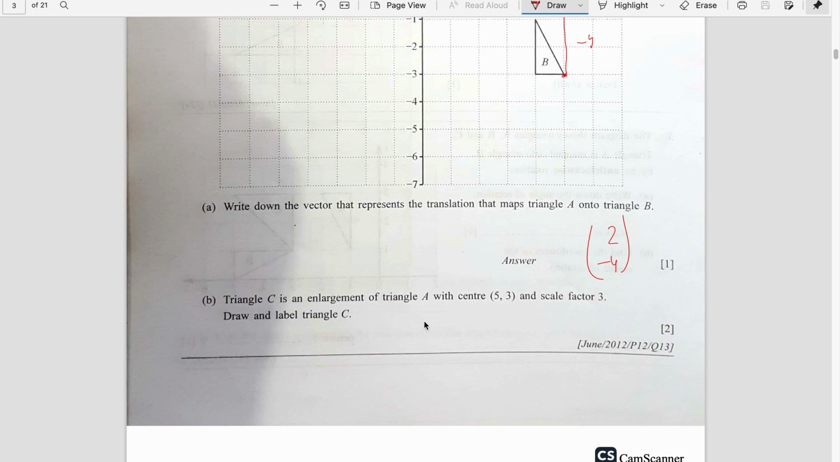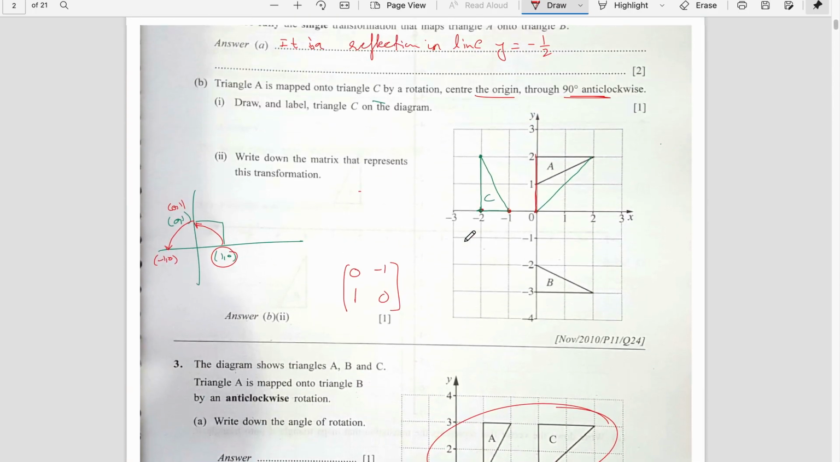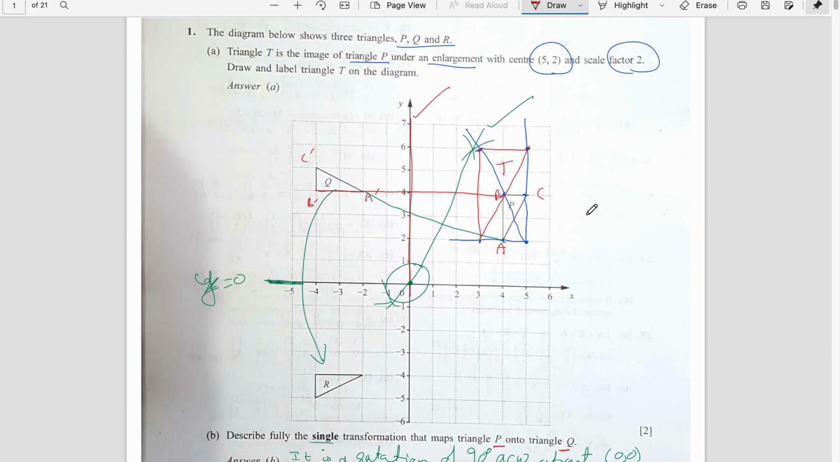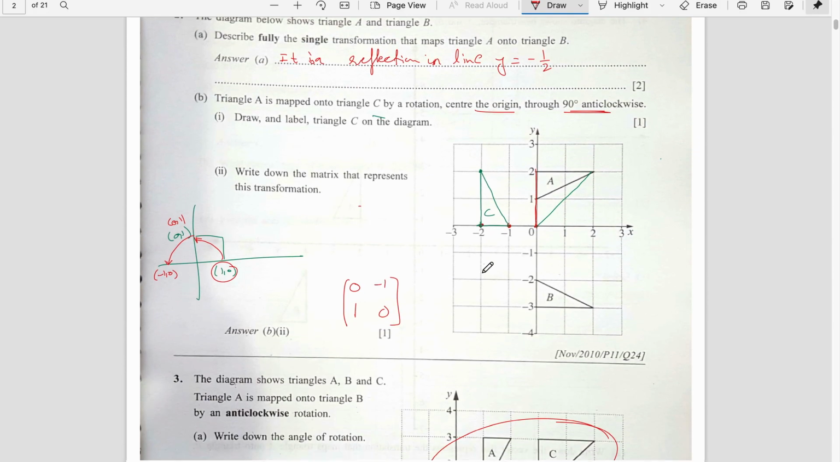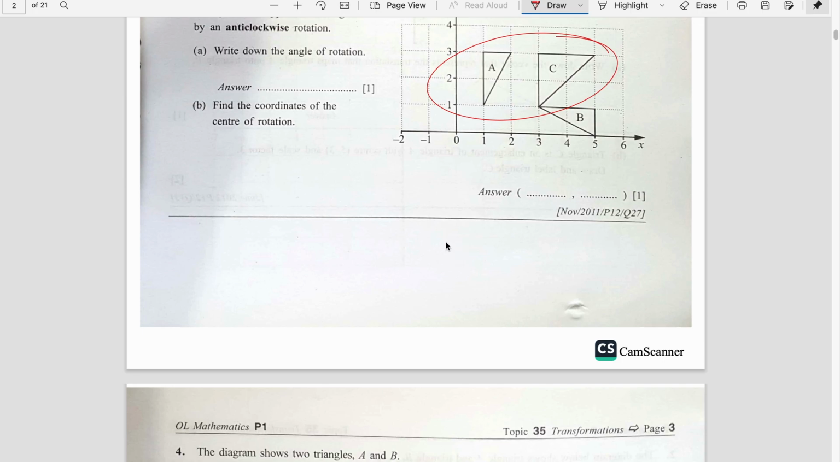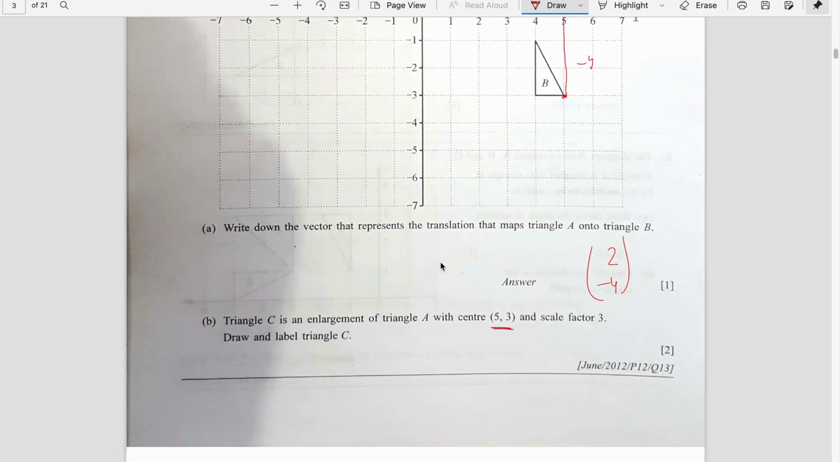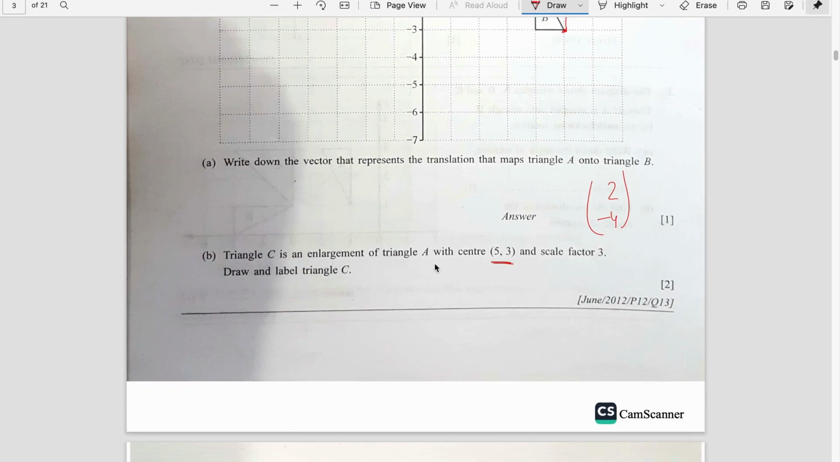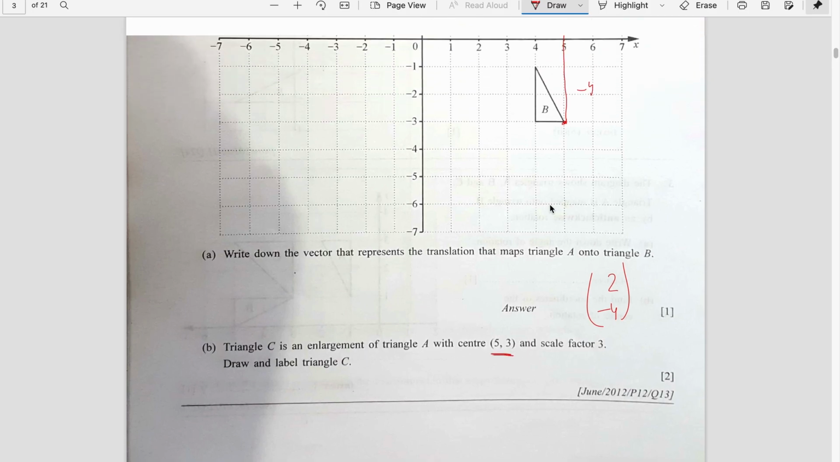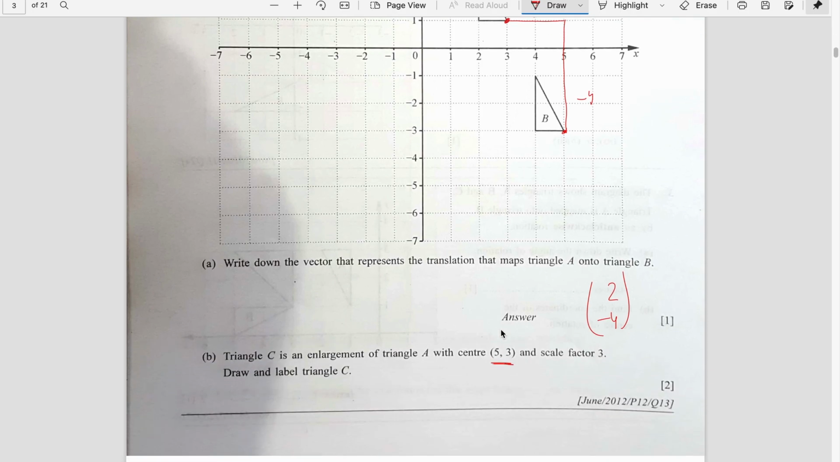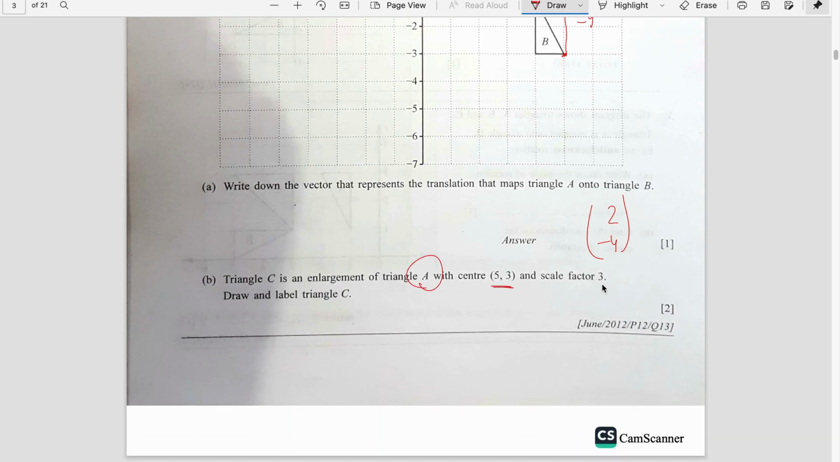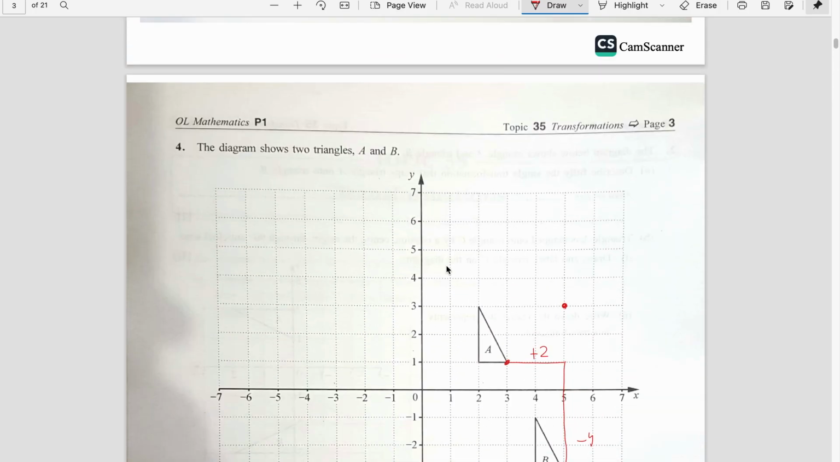Triangle C is an enlargement of triangle A with center 5, 3. Let's see what we've covered before we solve that. We've done reflection, rotation, enlargement, translation. So the syllabus is already covered. We'll upload more questions soon. Let's finish this first. The triangle C is an enlargement of triangle A. Center is 5, 3. So x 5 and y 3. And we have to enlarge A with the scale factor of 3 and label this C.